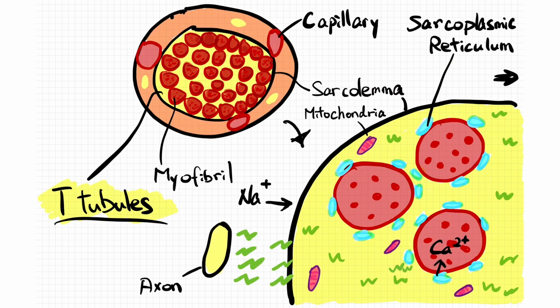Another structure at this level is the sarcoplasmic reticulum, or the SR. One of the primary functions of the SR is to store calcium ions. When a muscle is at rest, the sarcoplasmic reticulum actively pumps calcium ions from the cytoplasm, or the interior of the muscle cell, into its lumen.